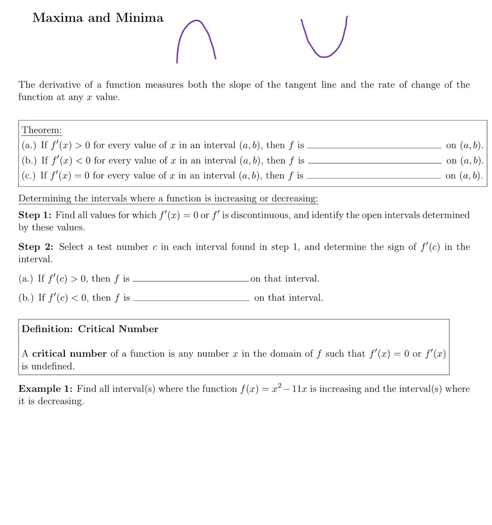And we want to remember that the derivative of a function measures both the slope of the tangent line and the rate of change at any instant or at any x value. So if we want to think about the slope of these, that's going to tell us the sign of the derivative of these. Remember, derivative is slope.